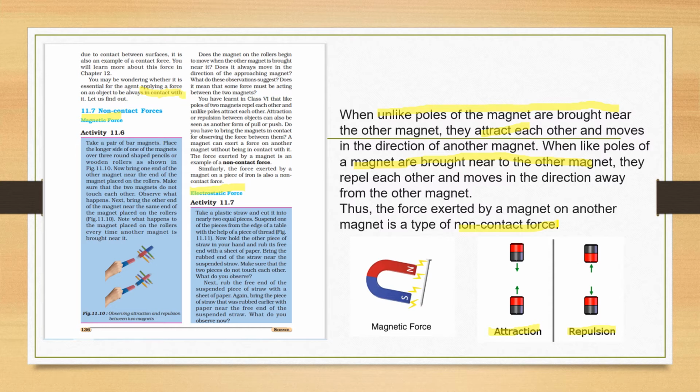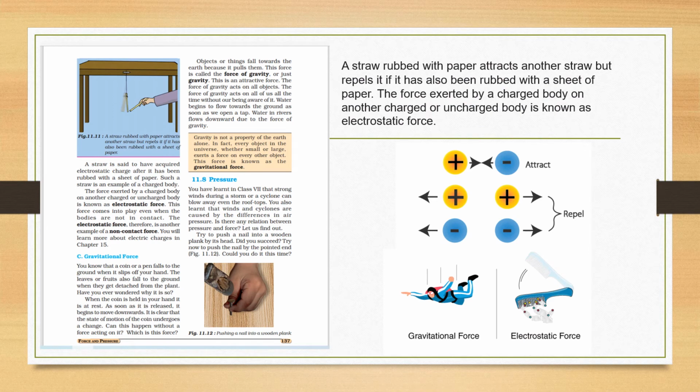Then we have to rub the other piece, the one hanging on the thread, with a piece of paper, and then check it. Just see the diagram here to see how we have to do it. Here is the straw, the paper, and all those things. In this way we have to do it.